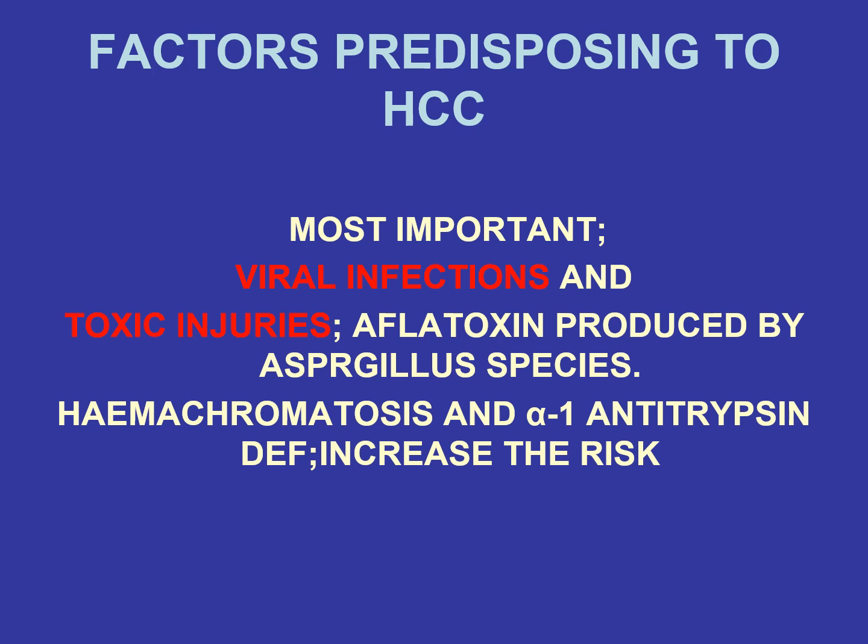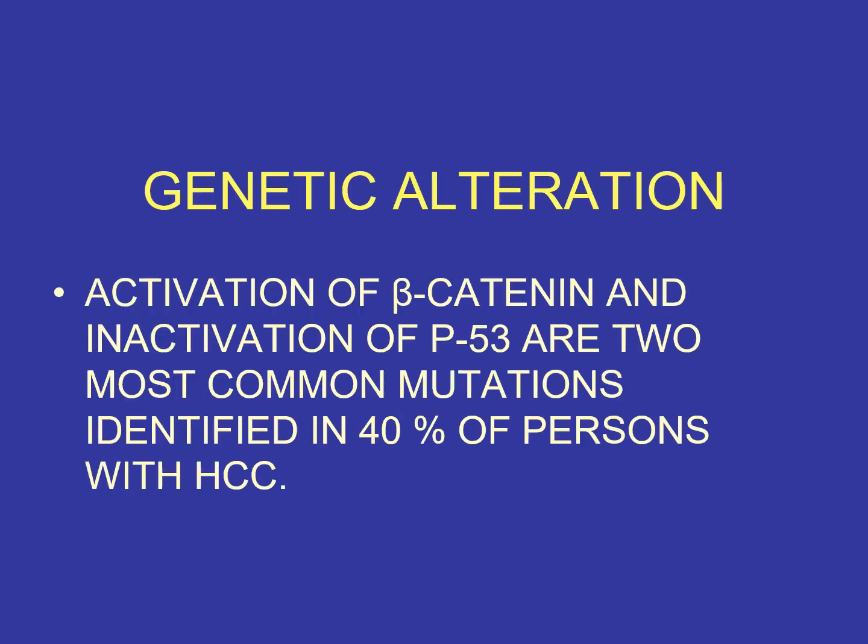Similarly, viral infections, toxic injuries, aflatoxin, which is produced by the Aspergillus species, and different genetic conditions which we shall talk about, hemochromatosis and alpha-1 antitrypsin deficiency, also enhance the risk of hepatocellular carcinoma. In viral infections and in these conditions, the common factor is usually repeated bouts of cell death and regeneration, as the process of inflammation and regeneration is going on. So they may acquire mutations which can lead to the formation of hepatocellular carcinoma.